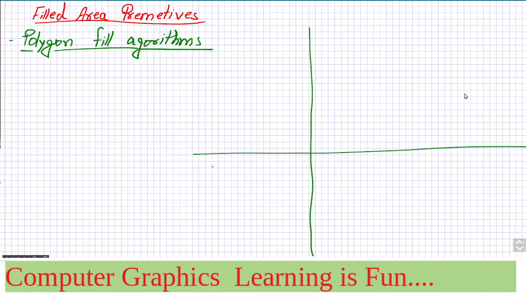So today we are seeing something about polygon fill algorithms, right? How to fill a given polygon. Now, what do we think? How do we represent a polygon? It can be represented in terms of points. I should say a sequence of points.